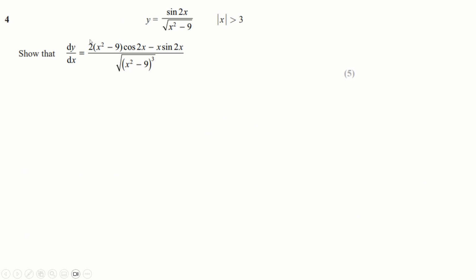Show this thing here. So I utterly refuse to do quotient rule at any point ever. So I'm going to write this as, obviously this is x squared minus 9 to the power half, because it's a square root. But of course, if it's on the bottom, then it's to the power minus half if I want to write it like this here. Now I can just do product rule.